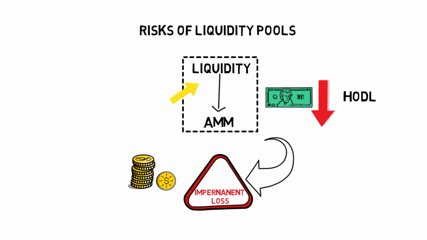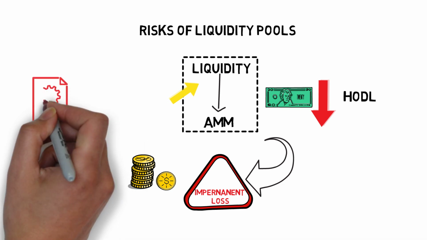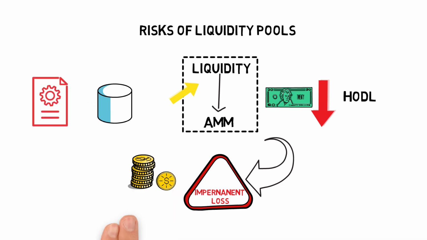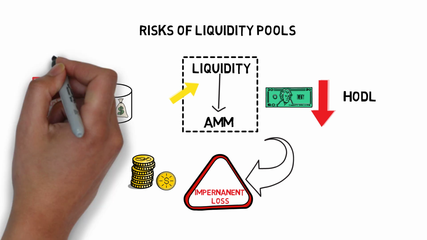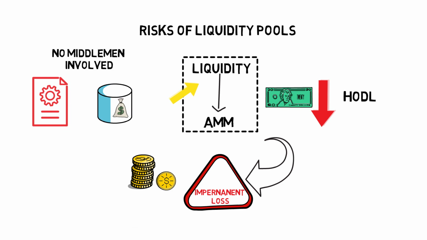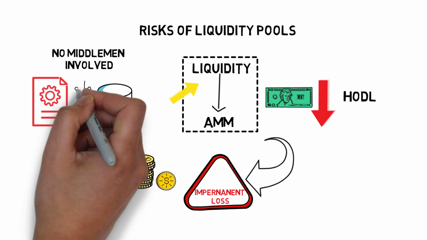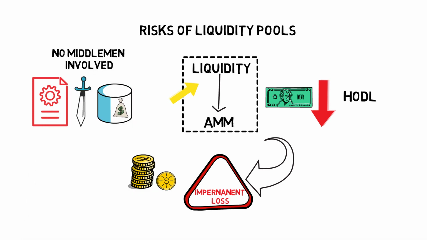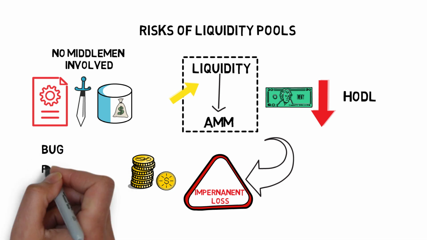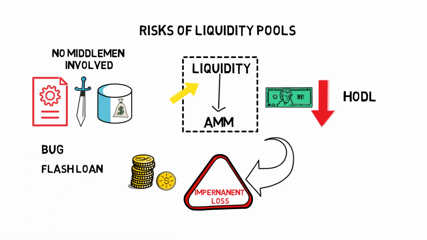Another thing to keep in mind is smart contract risks. When you deposit funds into a liquidity pool, they are in the pool. So, while there are technically no middlemen holding your funds, the contract itself can be thought of as the custodian of those funds. If there is a bug or some kind of exploit through a flash loan, for example, your funds could be lost forever.